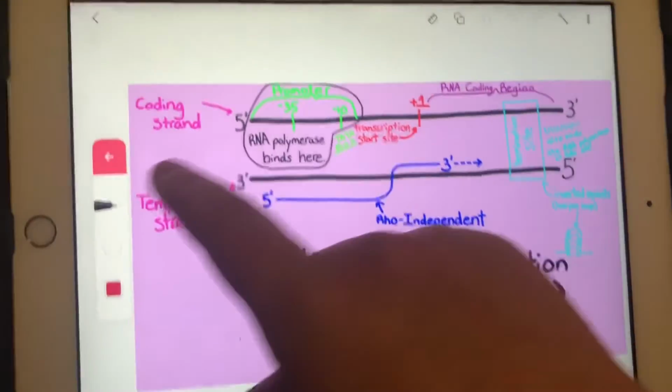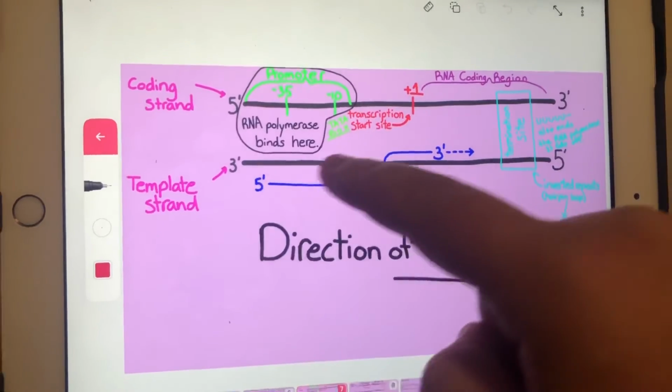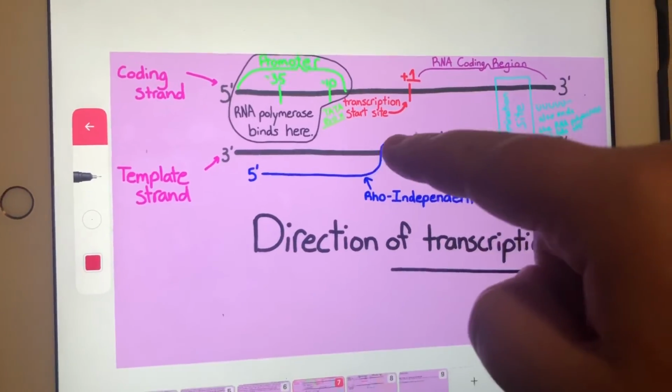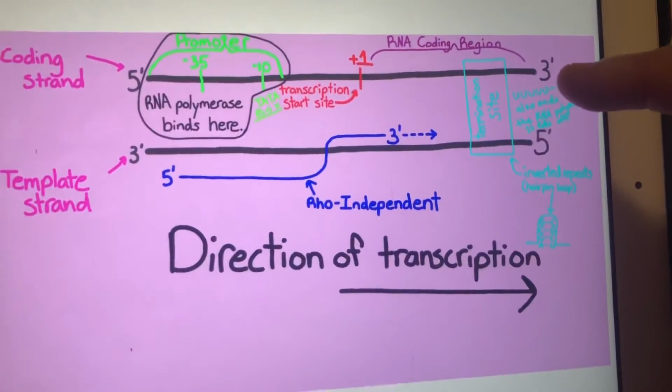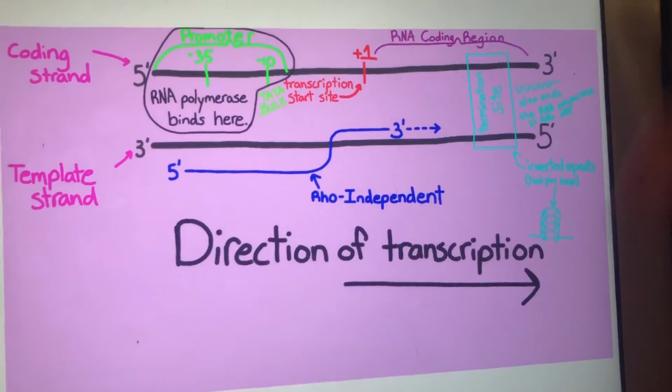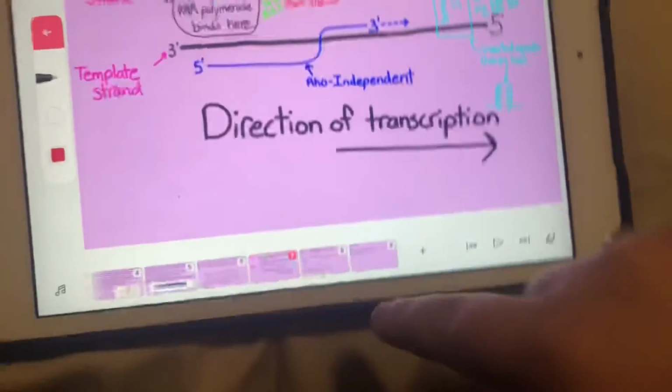So in this example, you have the coding strand, which is what the RNA polymerase binds to. And then you have the +1 site, which is the transcription start site, and then this is your promoter region. And then you also have a termination site, which can happen by the UUUUs, which is where the polymerase just falls off, or, like mentioned before, the hairpin loop.